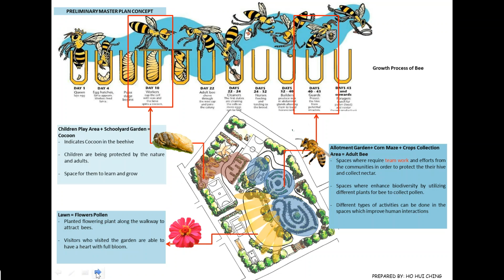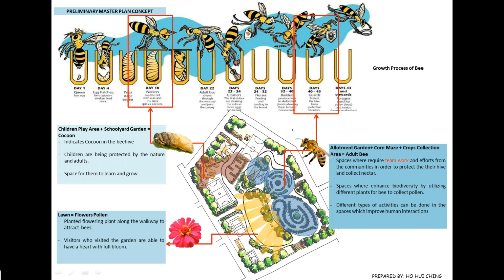So after going through the design idea, design concept, functional diagram, and conceptual plan, here comes my prelim master plan together with the concept. Before we start explaining the concept, here comes the growth process of the bee. Basically, my design idea is inspired by the growth process of the bee.